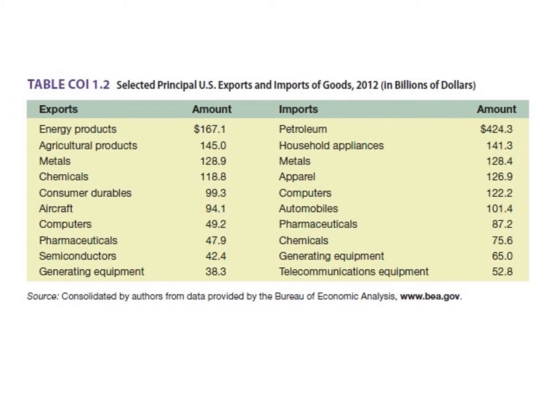Let's go through. Metals, metals. Pharmaceuticals, pharmaceuticals. General equipment, general equipment. Computers, computers. Chemicals, chemicals. It's interesting, right? Even petroleum and energy products. And this was before the moratorium on oil was lifted. So we had a 40-year moratorium on exporting oil.